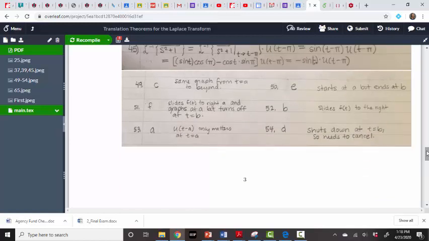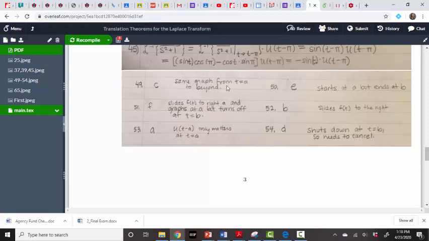49 through 54, I did not want to stress you out. These are matching problems. I tried to write some answers why. It's totally fine if you do use the answers in the back of the book to help you understand that. The whole idea about 49 through 54 is to help you understand how the unit step function affects the curve, affects the graph.